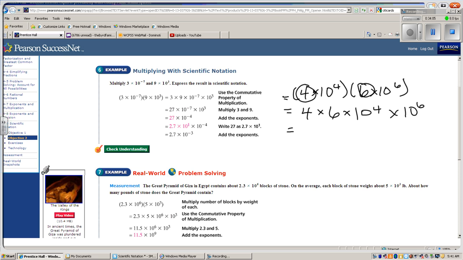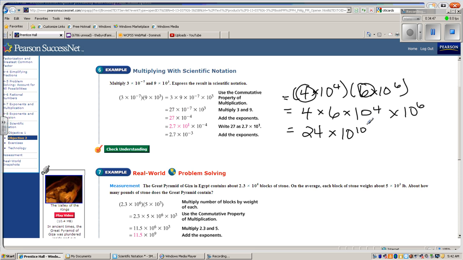Okay, hopefully you're going to start thinking about those laws of exponents. So here we can multiply 4 times 6, which is 24. And here we have two numbers that we're multiplying together that have the same base. What's our multiplication rule when we're multiplying two numbers with the same base? What do we do with their exponents? We add them together. So this becomes 24 times 10 to the 10th power.